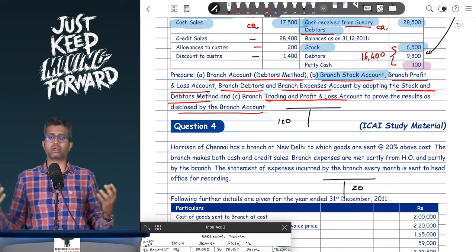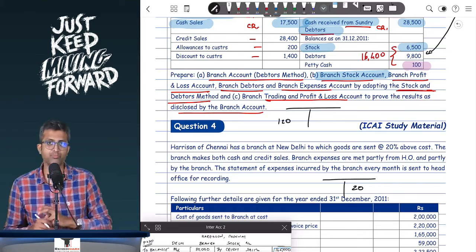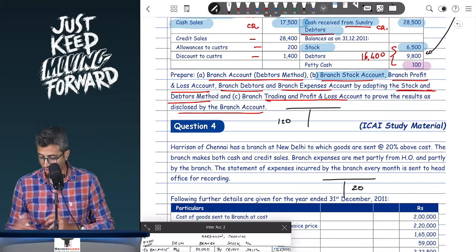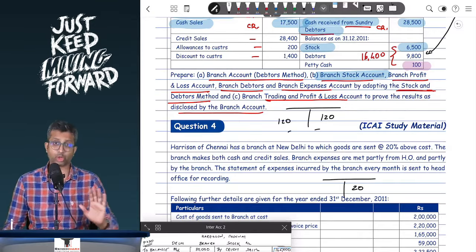So these are goods costing 100 transferred at 120. 20 is the profit which is taken in the branch stock adjustment account. Now there can be sales. If the sales are made at 120 only, there is no further profit or no further loss.